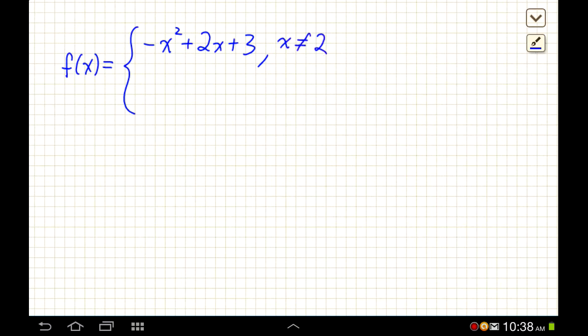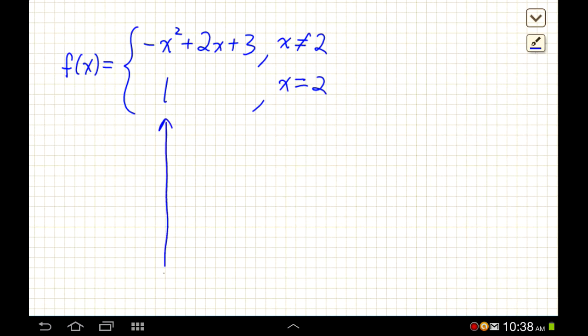Suppose now we have a function f of x that is defined as follows. Suppose f of x is now broken into two components, or two parts. The first part is what we had earlier, negative x squared plus 2x plus 3, but this only applies when x is not 2, and f of x is equal to 1 when x is 2. So what's going on here?